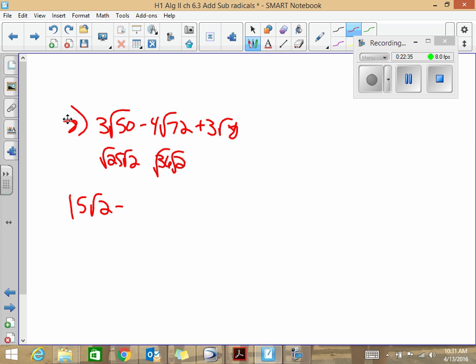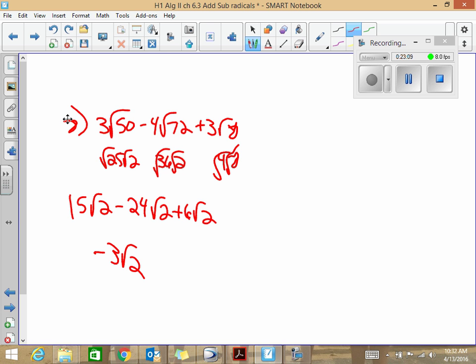So a 6 comes out, multiplies with that 4, so negative 24 radical 2. And then 8 is 4 and 2. So that becomes 6 radical 2. Okay, so then you get 15 minus 24 plus 6 gives you what? Negative 3? Yeah. Okay, does that make sense?